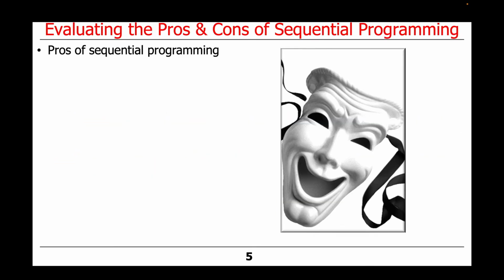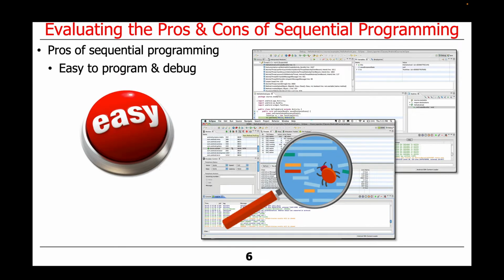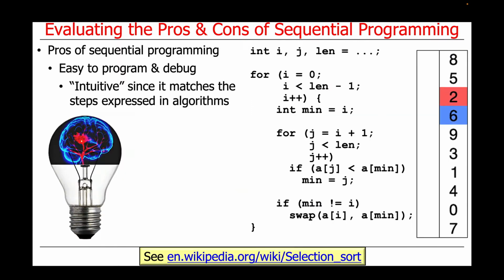So let's start off by talking about the pros, or the good things of sequential programming. First and foremost, the sequential program is relatively easy to program and debug. Relative is the key word here. Obviously, you can have incredibly complicated sequential programs because of the complexity of the algorithms involved, or just the complexity of the implementation techniques that are used. Compared to concurrent and parallel programs, however, a sequential program is typically easier to program and almost always easier to debug.